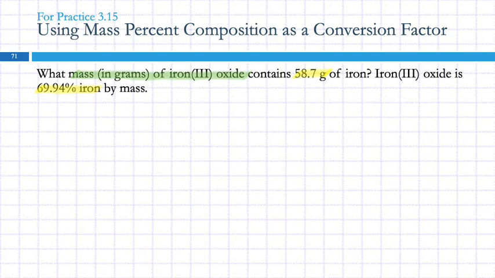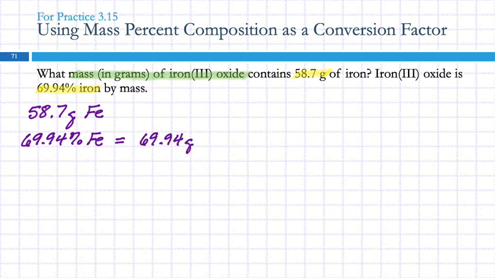So I'm going to take my numbers and start writing them down with their units. I've got 58.7 grams of iron. And then I've got this percentage, that much percent of iron. When I write it like that, it doesn't look very helpful. That means there are 69.94 grams of iron per 100 grams of the compound. And we're short on time, so I'm not going to review how to write that formula, but there it is.